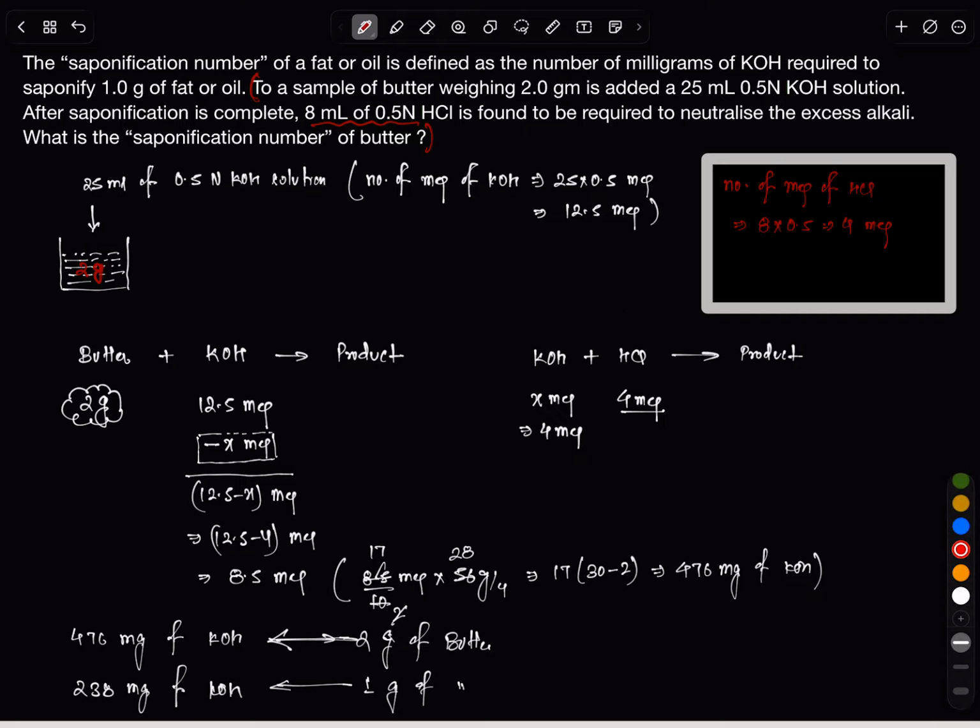Now let's read the first line. The saponification number of a fat or oil is defined as the number of milligrams of KOH required to saponify 1 gram of fat or oil. So for 1 gram of butter, which is fat or oil, we need 238 milligram of KOH, and that will be the saponification number of that particular sample of butter. So the saponification number for the sample of butter will be 238 milligram of KOH per gram of sample. I hope you understood this concept. Thank you.